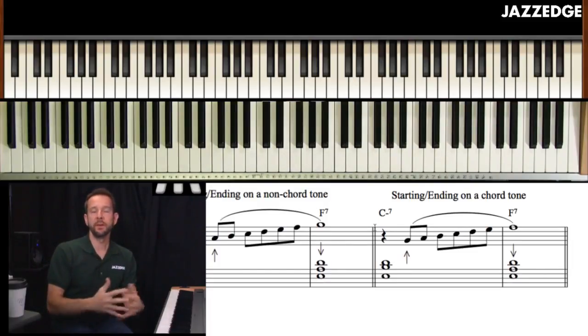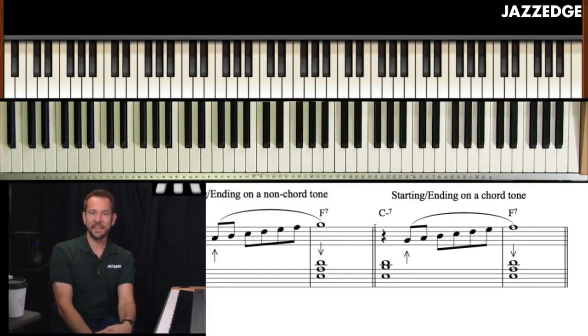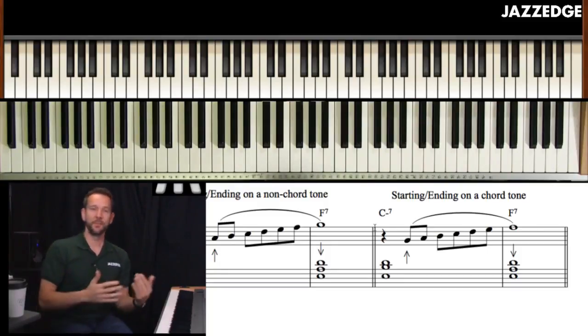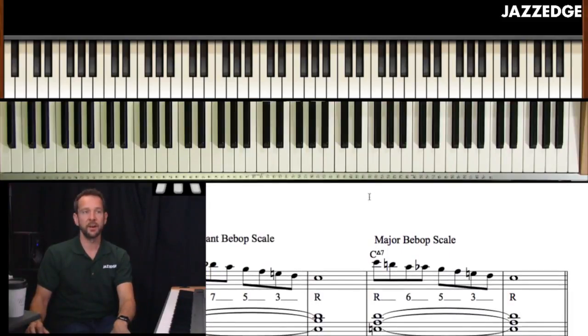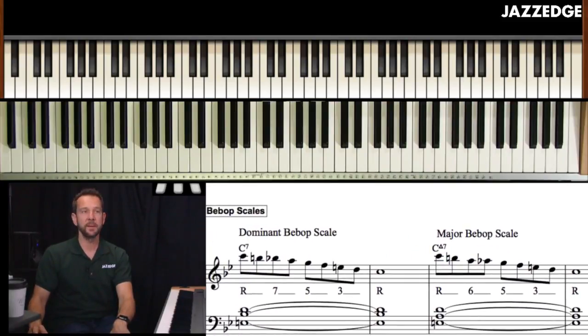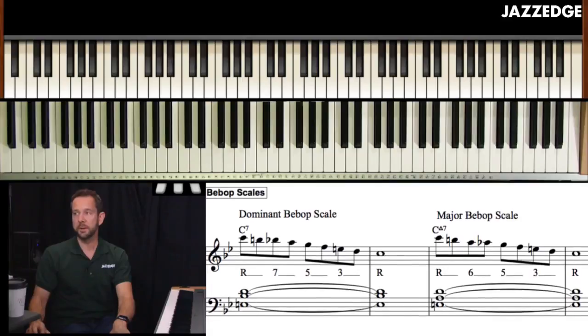So now, it is so important, the starting and ending, that there are actually scales that were developed specifically to help with this, all right? And 2 of them here are the dominant bebop scale and the major bebop scale.